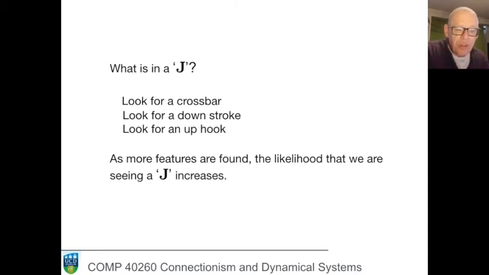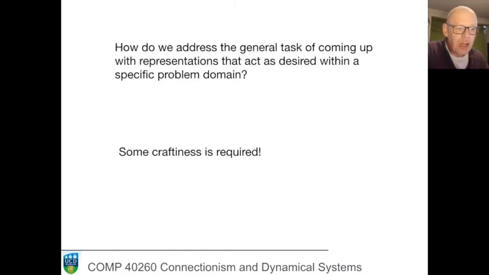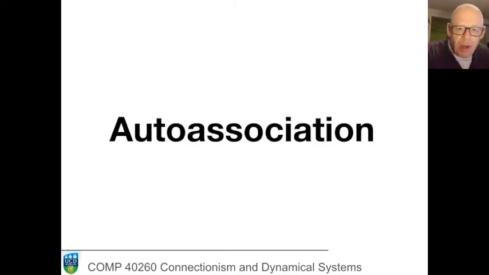This is the kind of approach that we're going to explore now, where we don't know in advance what the features are, but we use the variation in the data in order to inform us as to what the most useful features for our task of categorization or recognition are. So we've got a quite general problem, which is to discover representations in a specific problem domain that act as desired given our task, which is identification, classification, or any other task we come up with. And a certain degree of craftiness is required here. One technique that has been very useful goes by the name of autoassociation.